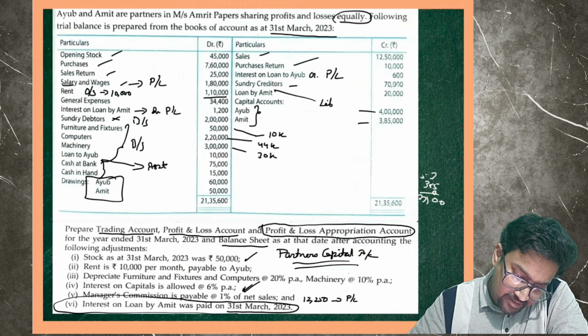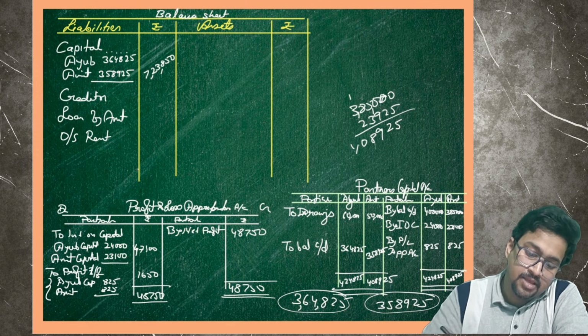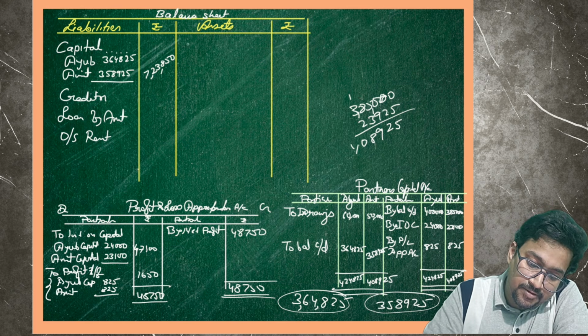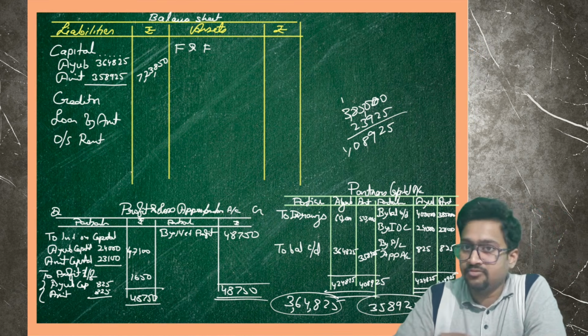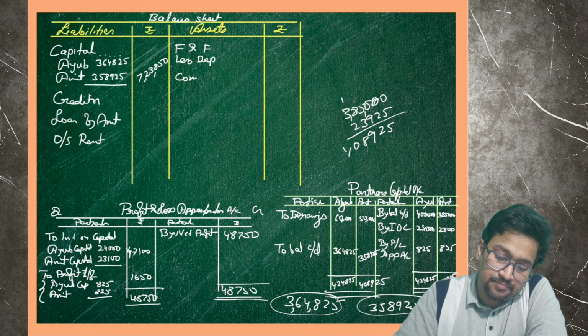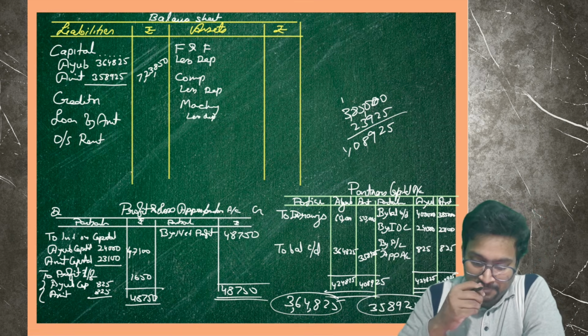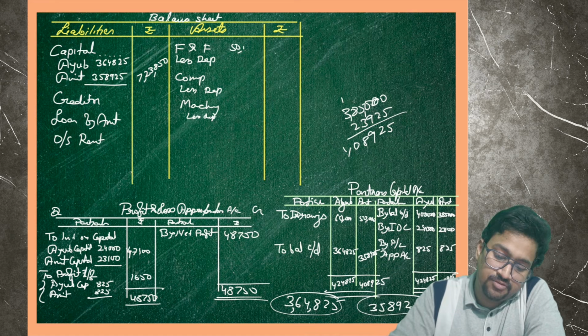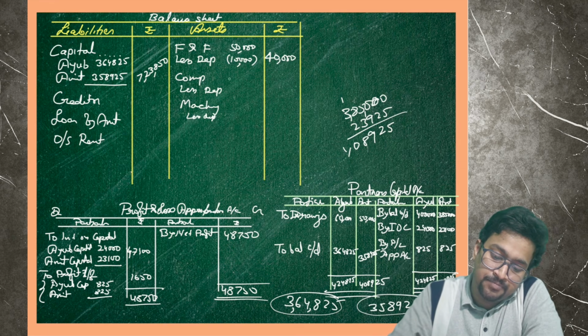No, it's outstanding rent. Sorry, outstanding rent. And on the asset side, the first one is furniture and fixture. From this we'll reduce the depreciation, less depreciation, then computer, less depreciation, then machinery, less depreciation. The furniture and fixture was worth 50,000 and 10,000 depreciation will be reduced. So this is 40,000.